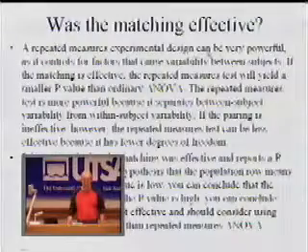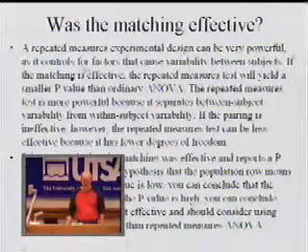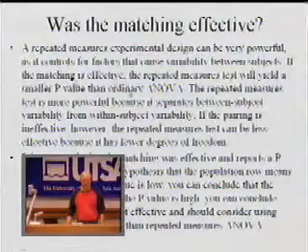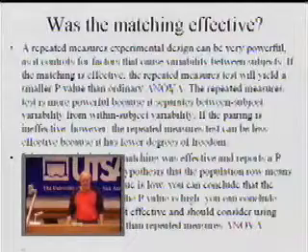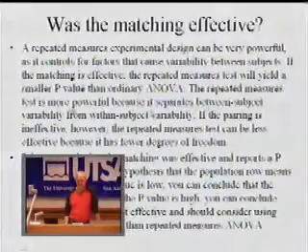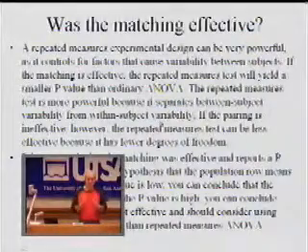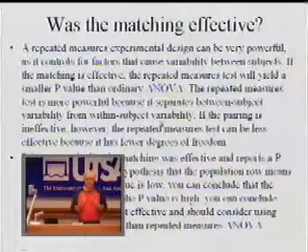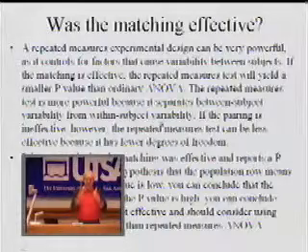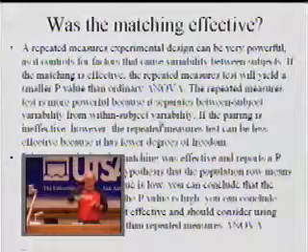A repeated measures experimental design can be very powerful as it controls for factors that cause variability between subjects. If the matching is effective, the repeated measures test will yield a smaller p-value than ordinary ANOVA. The repeated measures test is more powerful because it separates between-subject variability from within-subject variability. So now with repeated measures, we want to make sure that the variability is coming from within the subject. This subject from here to here to here is causing the variability, rather than the differences between the subjects at any one time point.